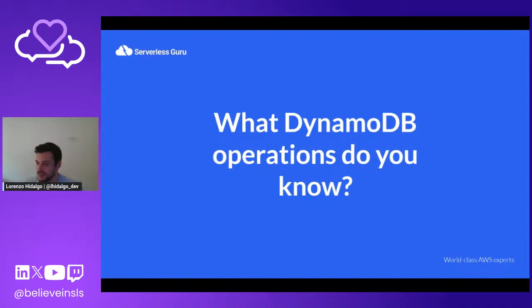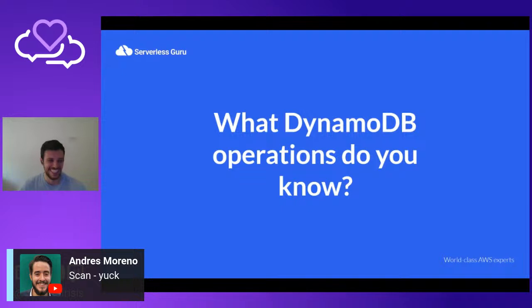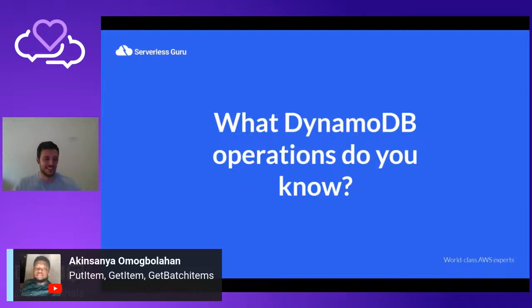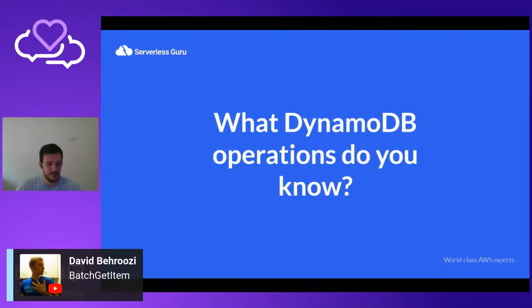Perfect. So we have get items, for example, or query. I love the query. Oh, yeah, Andres, I was about to say, oh, yes, we didn't get any scan, but we got it. So yeah, let's speak about scan later. But perfect. Oh, David, that's the first time I've seen someone talking about batch get item. We'll talk a little bit about it later, but happy to see anyone else apart from me, David and Akisanya using batch get item. So perfect.